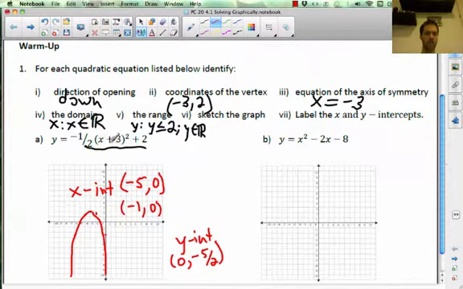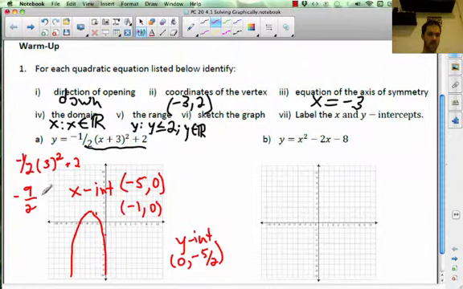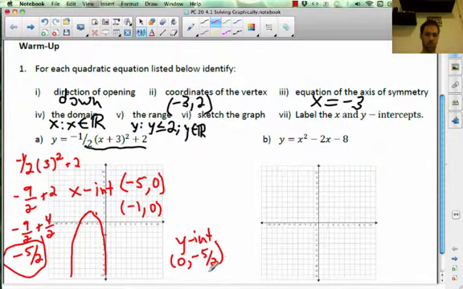You can confirm that by plugging in 0 for x into your equation and then carrying out the rest of the algebra here. So it would look like this: negative 1/2 times (0 plus 3) squared plus 2. So this is 9. So this would end up being negative 9/2 plus 2, negative 9/2 plus 4/2, of course leaves you with negative 5/2, which is what we predicted right here using our step method.